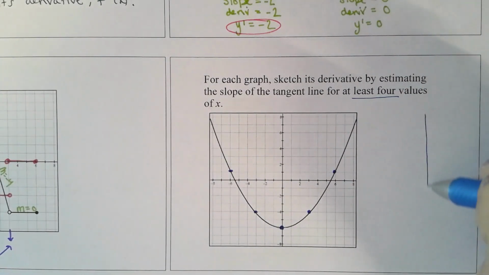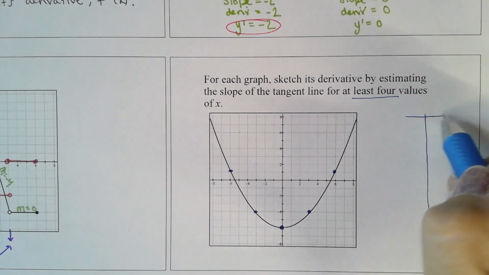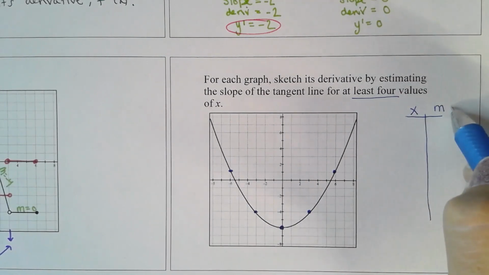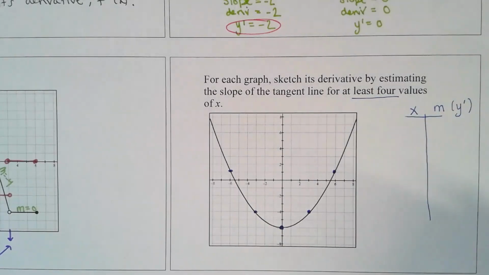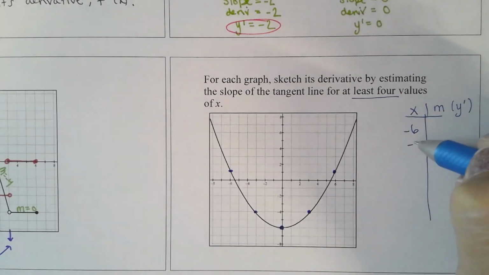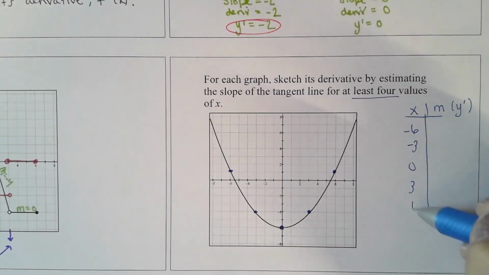So I'm going to come over here and make myself a little t-chart, and it's going to be x and the slope, which, remember, slope means y prime. So my x's are negative 6, negative 3, 0, 3, 6.